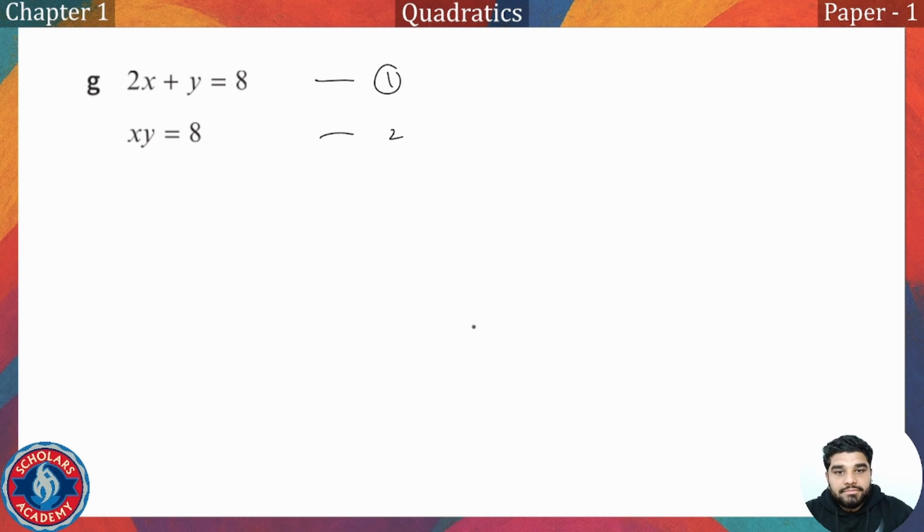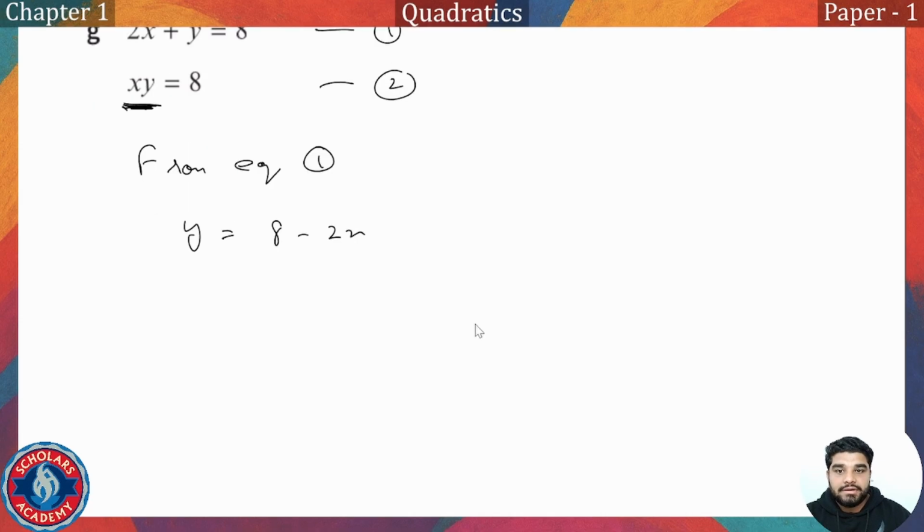Equation number 1, equation number 2. Now this equation number 2, we have a multiplication over here, right? So we'll not try to simplify this. What we'll do, we'll just take the value of y from equation number 1. So from equation 1, what we get is y is equal to 8 minus 2x, right? So we get this from equation number 1. We substitute it in equation number 2. Let's mark it as equation 3. So substituting 3 in equation number 2.